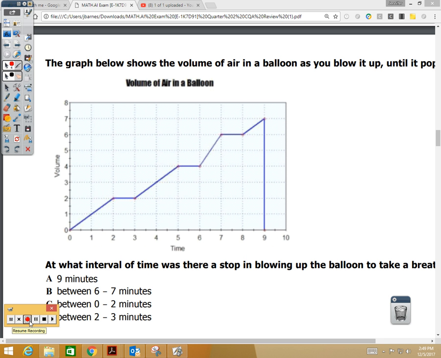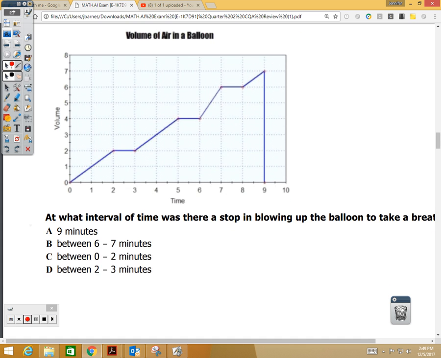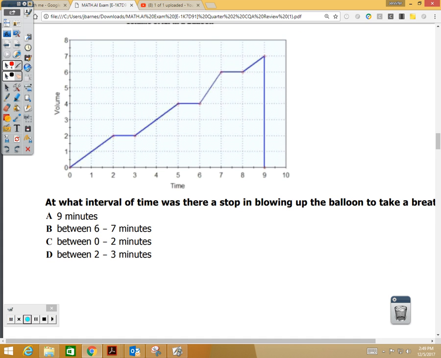The graph below shows the volume of air in a balloon as you blow it up until it pops. At what interval of time was there a stop in blowing up the balloon to take a breath? So I'm looking at this graph, and I see that the balloon doesn't get any bigger right here, and it doesn't get any bigger right here or right here. So there's 3 times that whoever was blowing up this balloon paused to take a breath. At what interval? Well, between 2 and 3, between 5 and 6, and between 7 and 8.